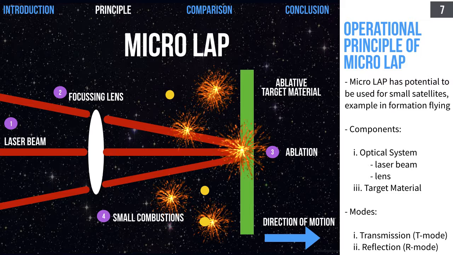There are 2 different modes in which micro LEP can operate. First is the transmission mode, also known as T mode, and second, the reflection mode, also known as R mode. So what happens is that the laser beam goes through a lens which focuses the laser beam onto the ablative target material. Ablation of the target material occurs and a series of combustion follows as the laser beam continues to focus on the ablative target material.